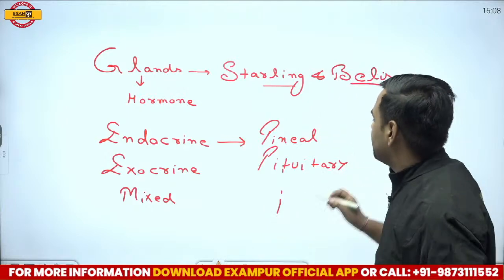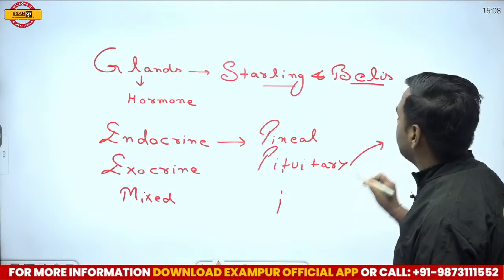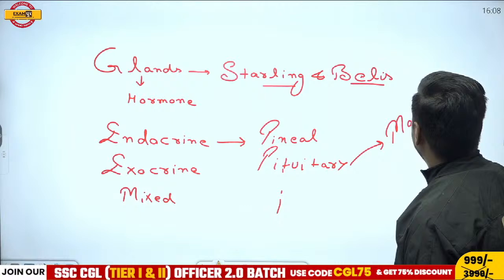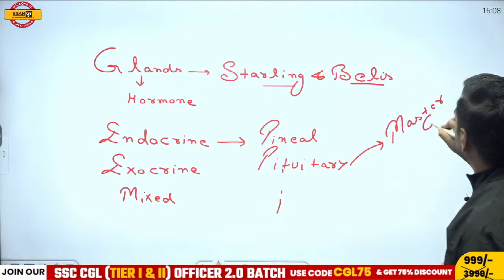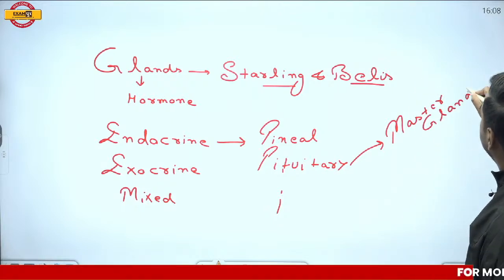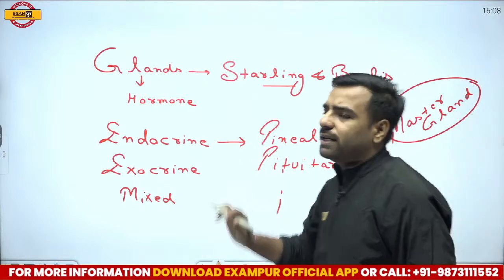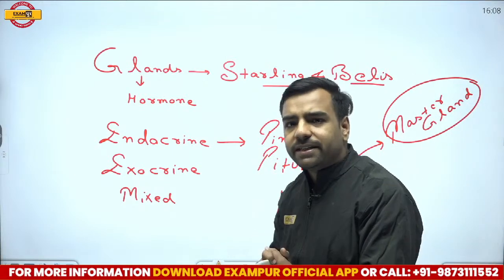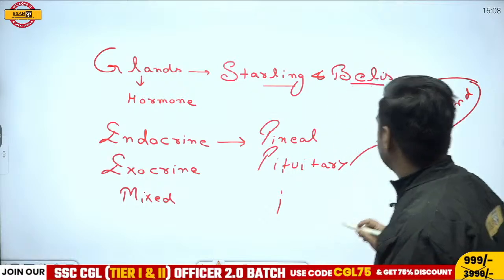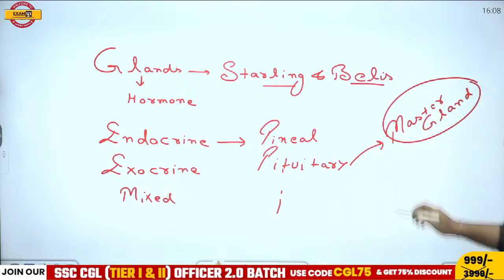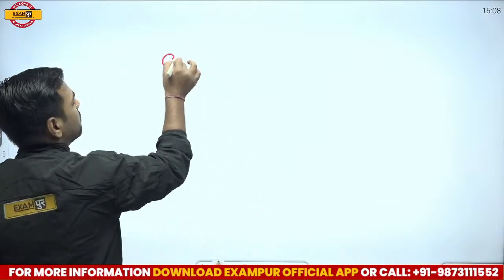But the main thing is the pituitary gland, which is known as the master gland of the body. Why is it known as the master gland? Because it controls all the other endocrine glands. Now, Vikram's question was, sir, what is oxytocin? This pituitary gland is the one from where we get a hormone known as oxytocin.